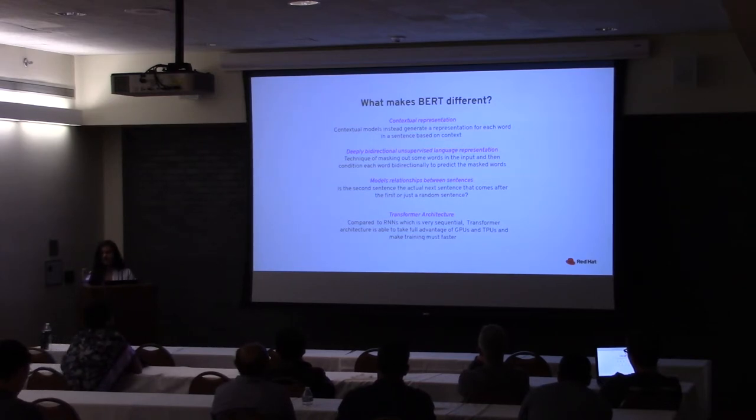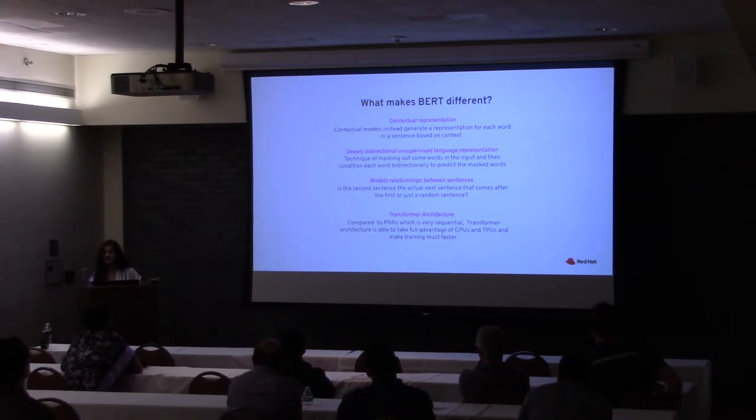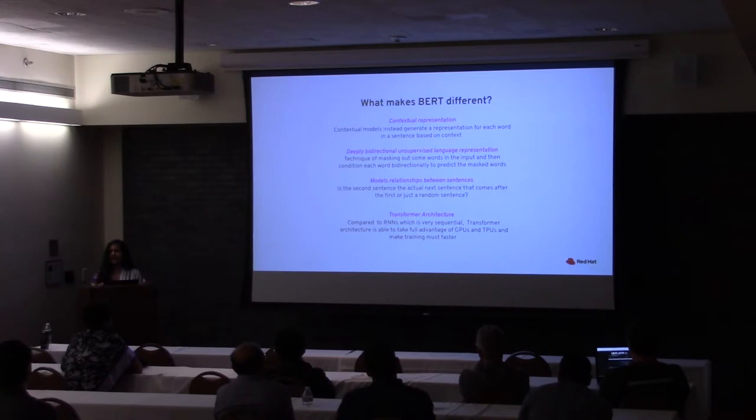And secondly, it's a deeply bidirectional, unsupervised language representation. What this means is unidirectional models are trained by predicting each word conditioned on the previous words that are appearing in the sentence. But for a bidirectional model, you mask out words and let the other words appearing before and after predict the word. So it's based on a masking technique, and it's deeply bidirectional.